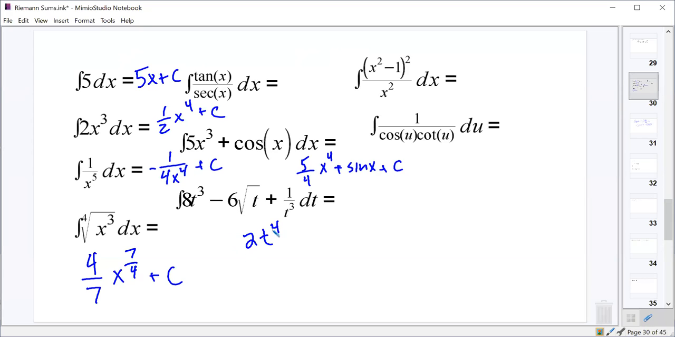2t to the 4th. And this is 6t to the 1/2, right? So that goes up to t to the 3/2. And if we divide by 3/2, that's the same as multiplying the 6 by 2/3. And 6 times 2/3 is 4. And then this is plus t to the -3, so we'll go up to t to the -2 and divide by the -2. So minus 1 over 2 t squared plus our constant. Good or no?